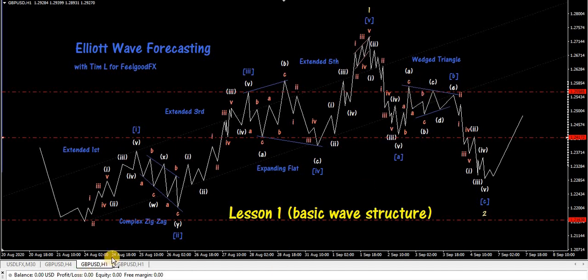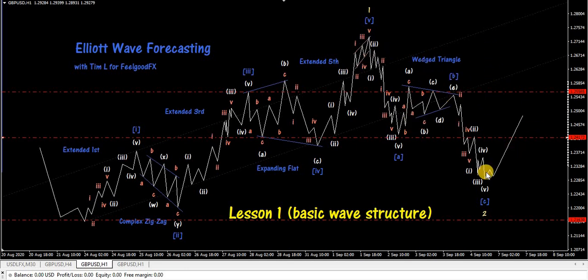B waves are subdivided into 3, 3, 3, 3, 3. So it's five points labeled A, B, C, D, E, and they are all 3 wave structures. This one over here is just a little ABC, ABC, ABC, and so on.